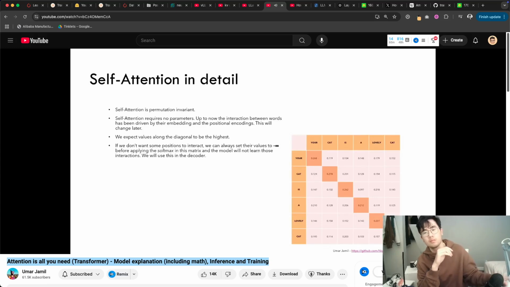And there is another property of this matrix. Before we apply the softmax, suppose we don't want the word your and cat to interact with each other, or we don't want the words, let's say, is and lovely to interact with each other. What we can do is, before we apply the softmax, replace this value with minus infinity, and also this value with minus infinity. And when we apply the softmax, it will replace minus infinity with 0, because as you remember, the softmax is e to the power of x. If x goes to minus infinity, e to the power of minus infinity becomes very, very close to 0, so basically 0. This is a desirable property that we will use in the decoder of the transformer.